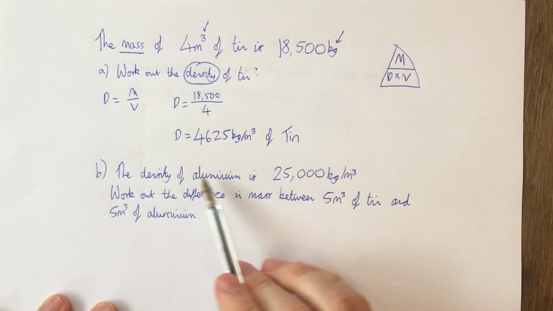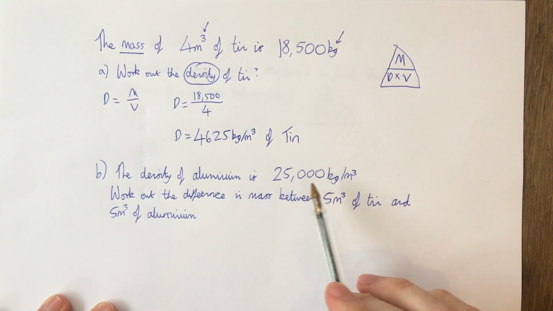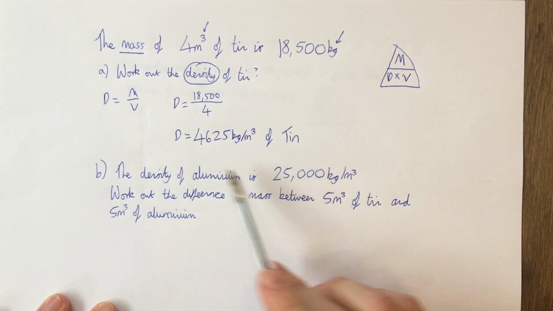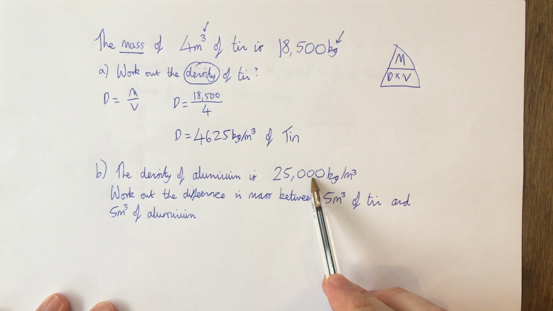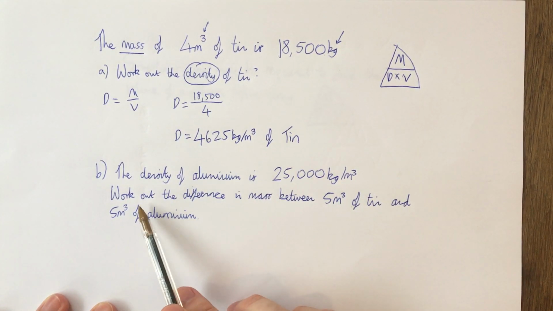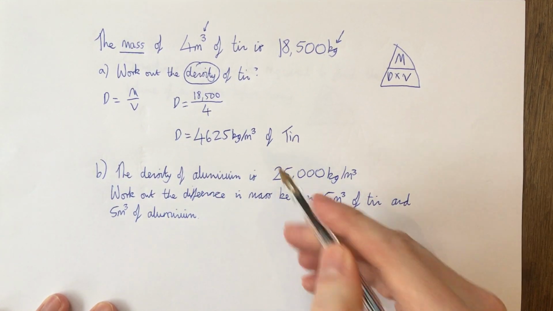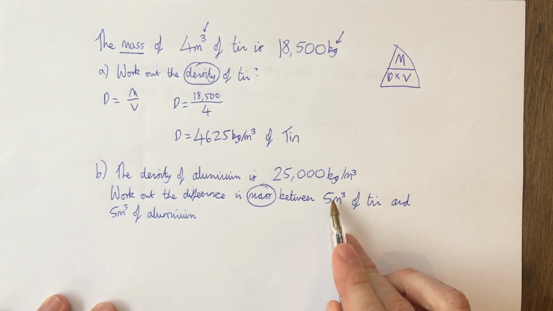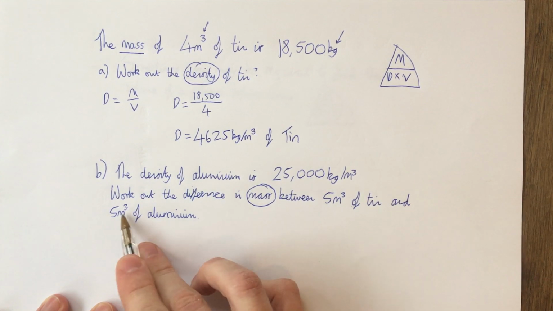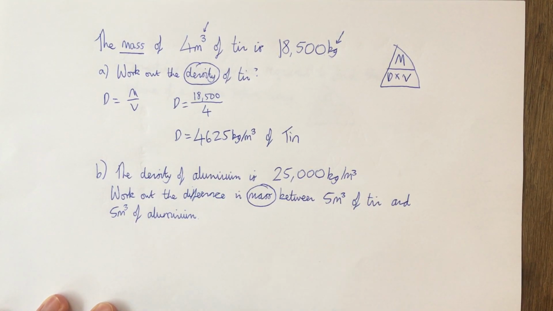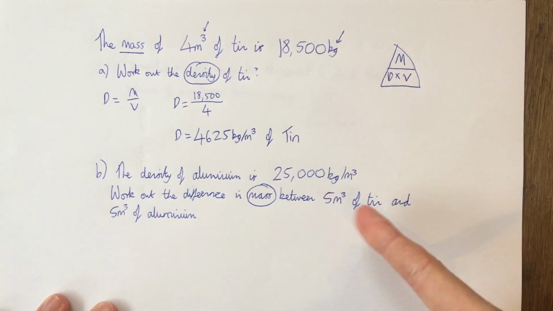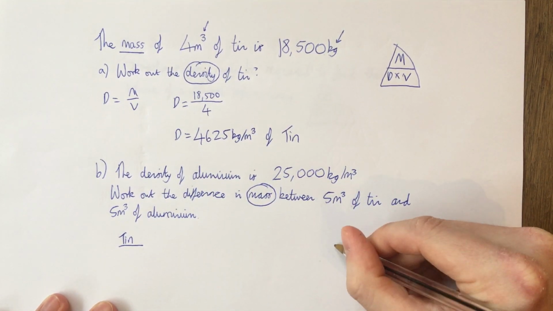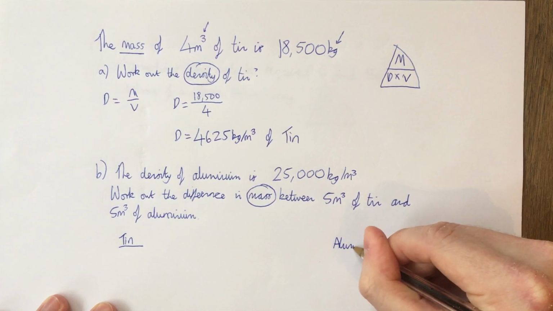The density of aluminium is 25,000 kilograms per meter cubed. Right, so the density is much bigger for aluminium than it was for tin. Work out the difference in mass. Right, okay. The difference in mass between 5 meter cubed of tin and 5 meter cubed of aluminium. So we are going to separately do two calculations here. One is going to be about the tin, and one is going to be about the aluminium.